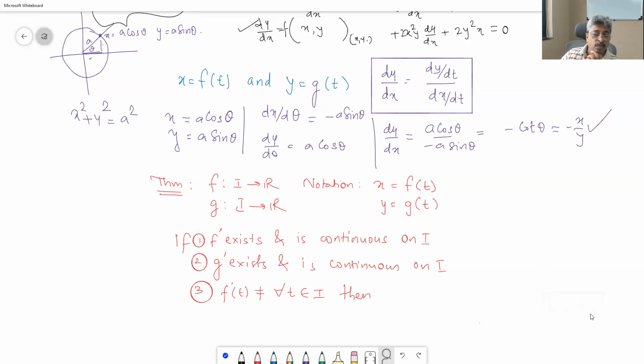We are writing proof. Then for simple dy by dx is equal to dy by dt upon dx by dt.